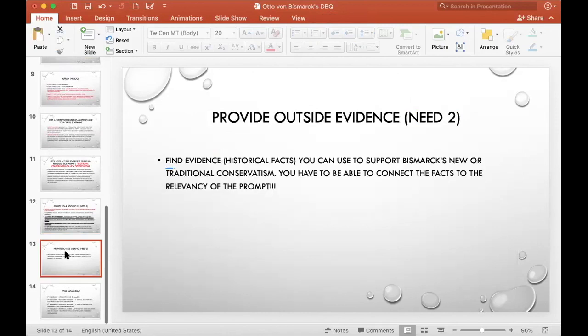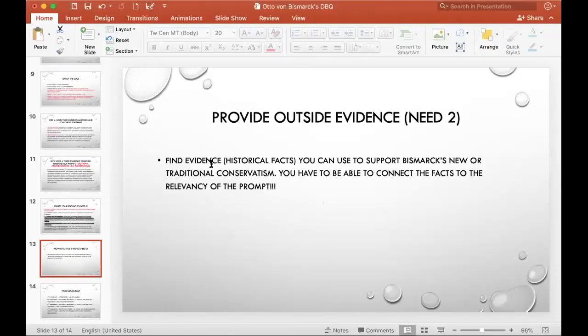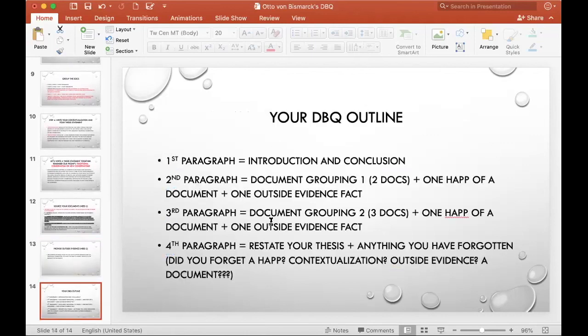And you also need to provide outside evidence. So you need like 2 pieces of outside evidence in your body paragraphs. This outside evidence needs to be able to connect and be relevant to Bismarck's new or traditional conservatism and influence it in some way. And then this is what your DBQ will look like.